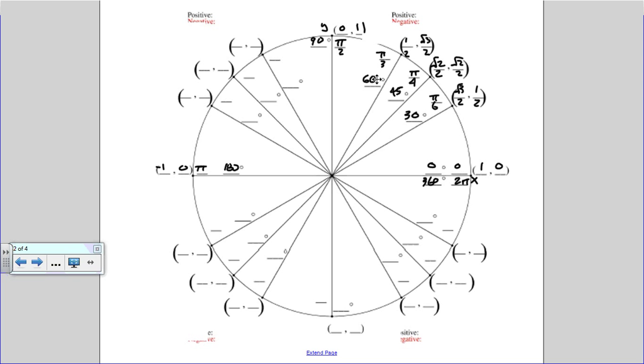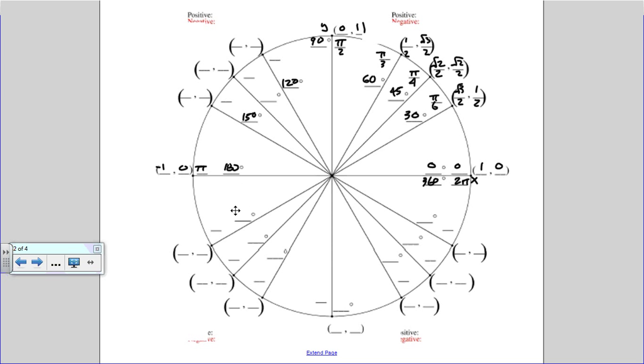So the pattern that I recognize is that every time I go from 90, I increase by 30. Each of these increases by 30. So I'm just going to fill these out by the angles. If this is 90, add 30, that gives me 120 degrees. Add another 30, we get 150 degrees.